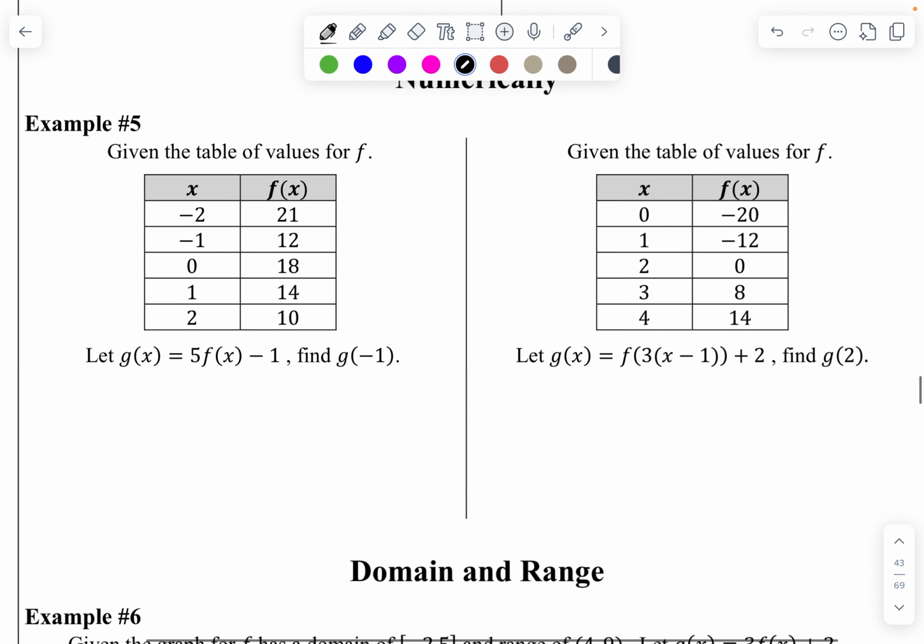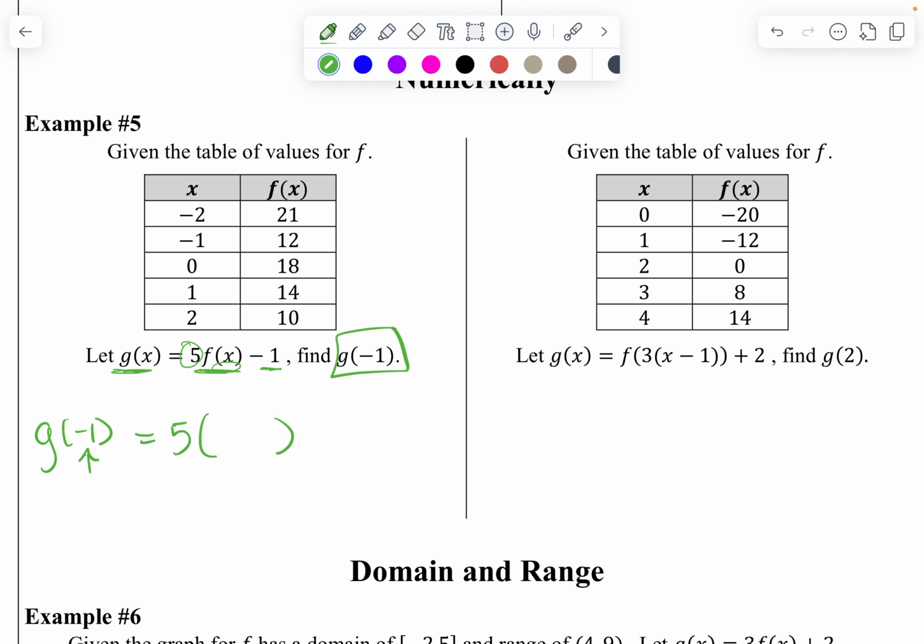All right, let's look at this numerically. So numerically, it says let g of x equal 5 times the function of x minus 1. Find g of -1. So remember, if I'm going to look for g of -1, every time I see x, I'm going to input it with -1. So we're going to go 5 times f of x, where x is -1, minus 1. Well, what is f of -1? So I input -1, we get out 12 out of the f of x function. So I'm going to replace this with 12. So what's 5 times 12 minus 1? It's 60 minus 1, which is 59.